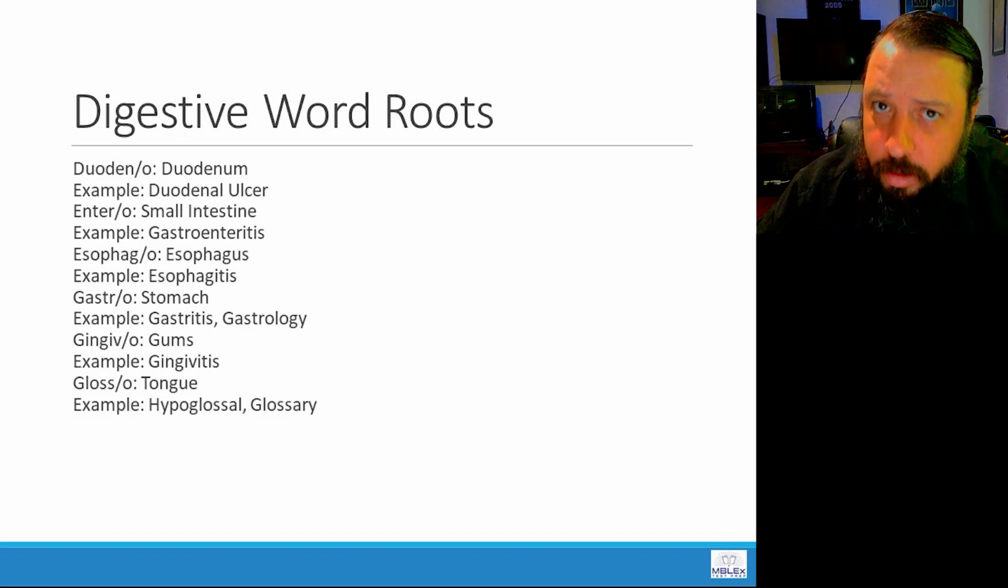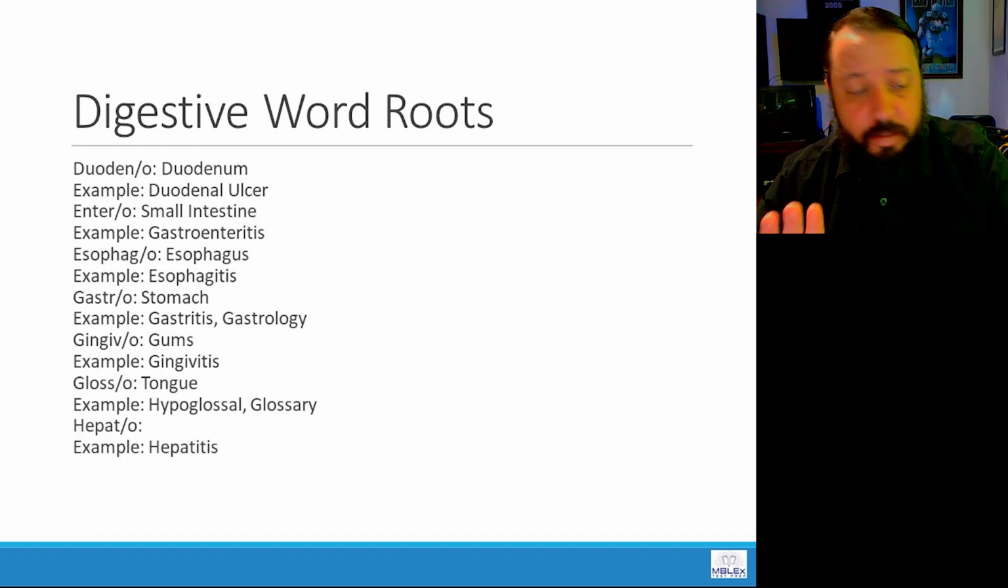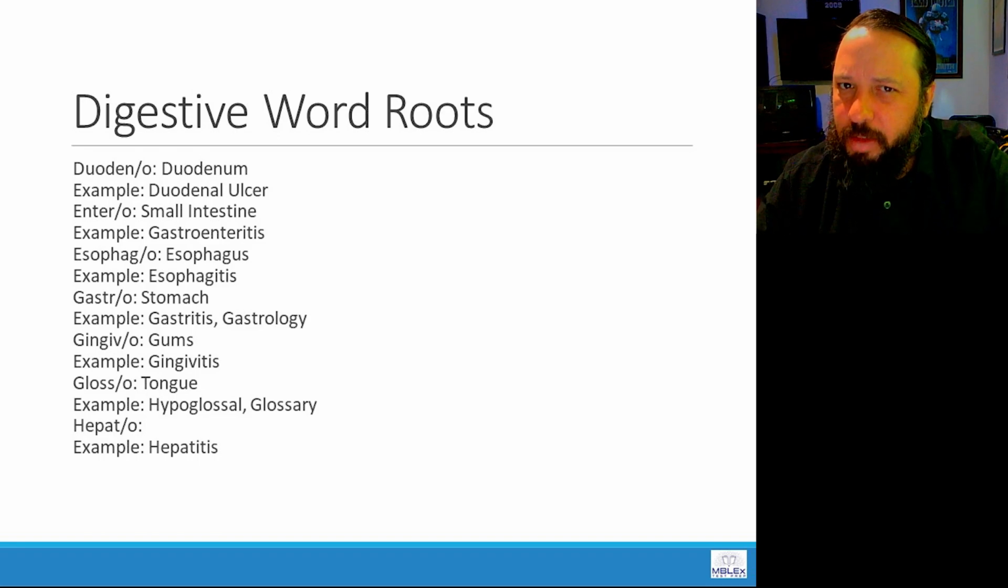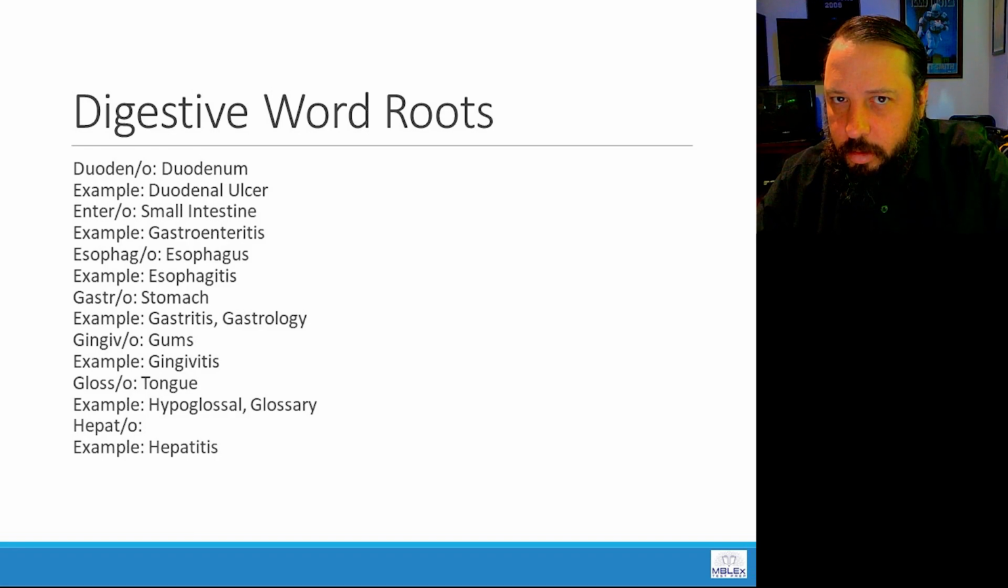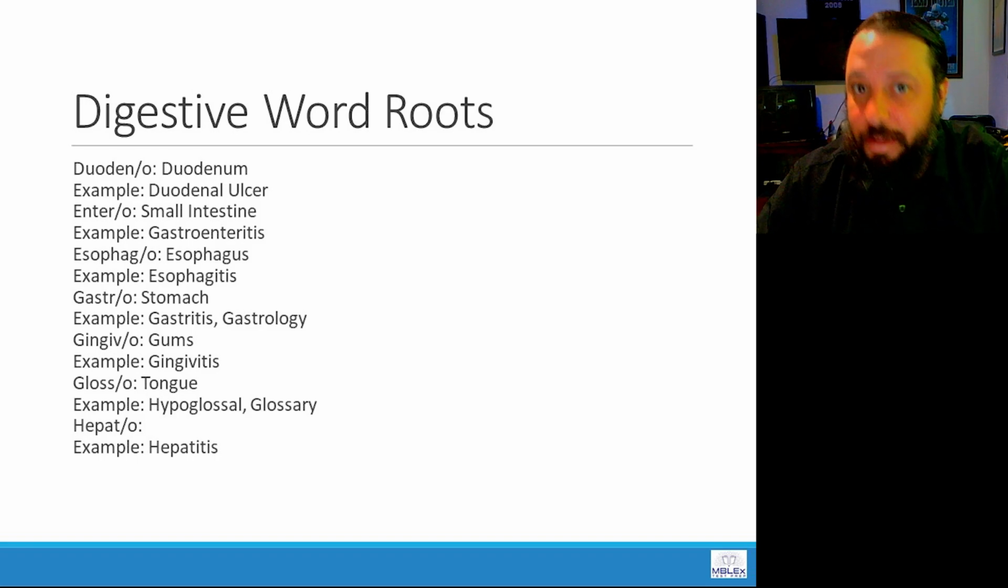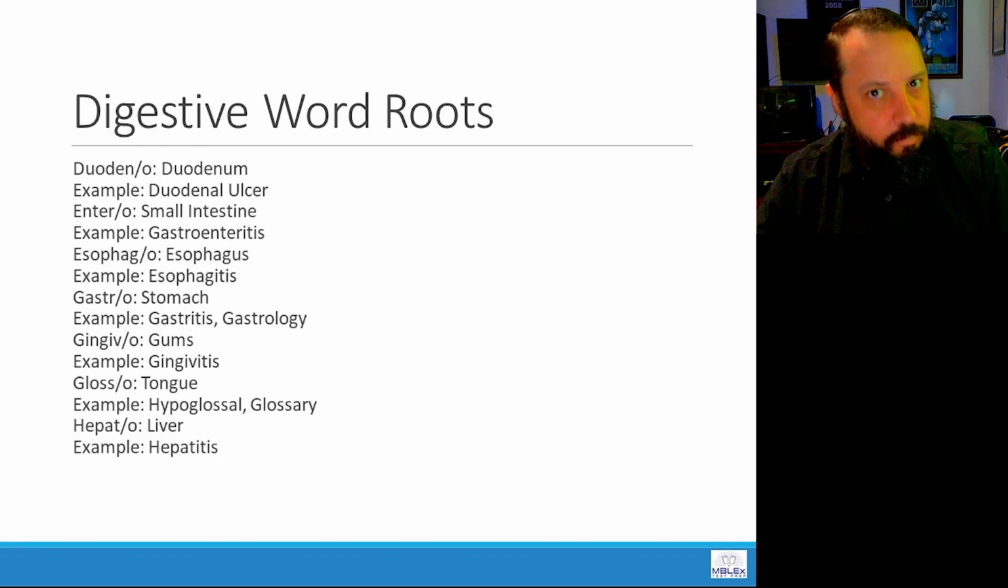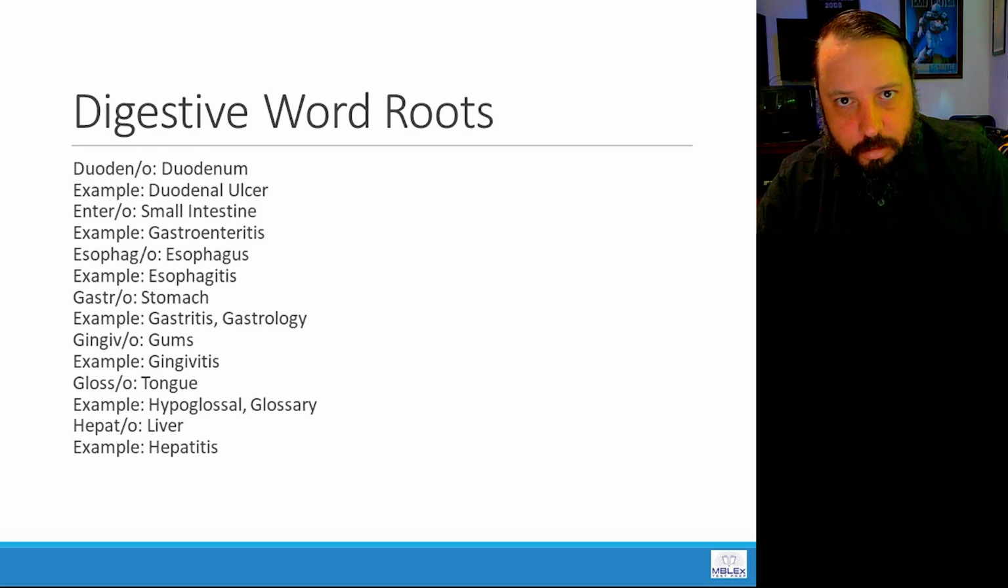What about hepato? I talked about this a little bit earlier in our brief introduction to medical terminology. What does hepato mean? Hepatitis is an example. Hepatic portal vein is an example. Hepato means liver. So hep or hepato is liver. Inflammation of the liver, hepatitis.